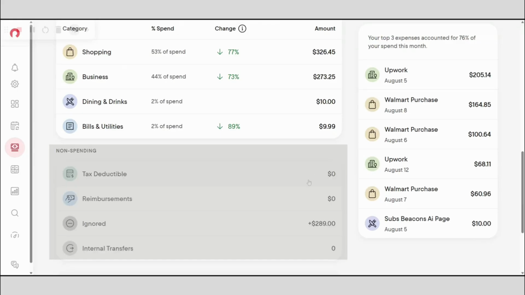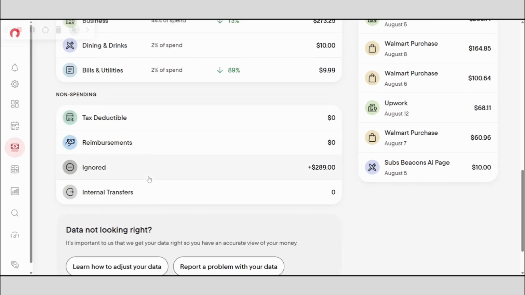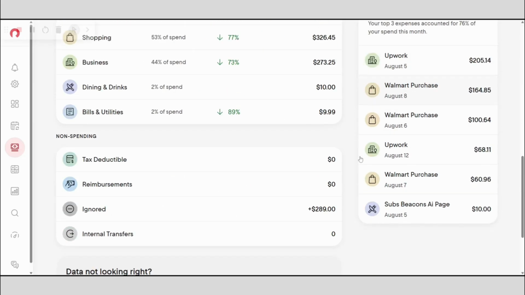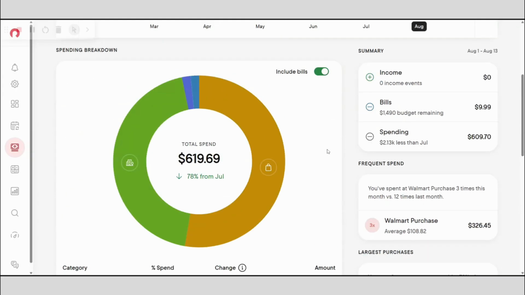So in the bottom, you kind of have like your non-spending categories. I always suggest that you, is it a deductible? Is it reimbursable? You put all of these tags on it so you can keep track of it. So that is the overview of kind of how you assess your spending.